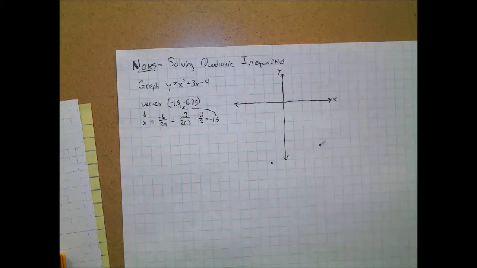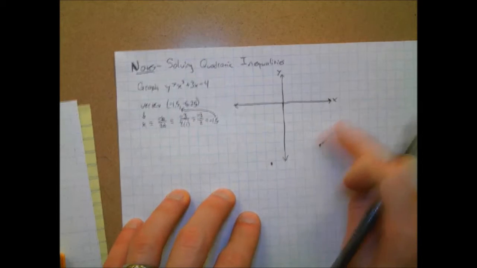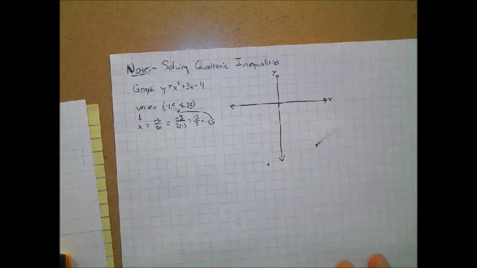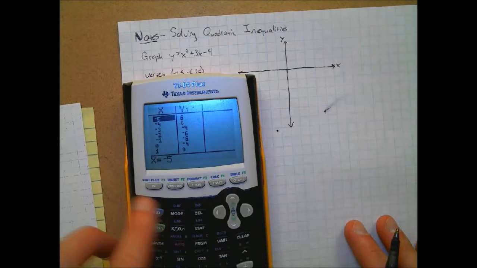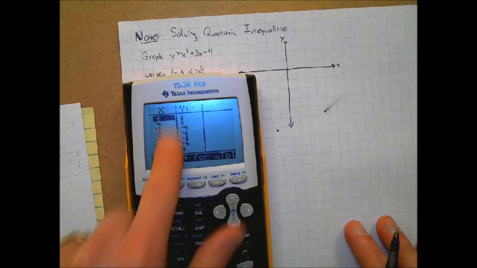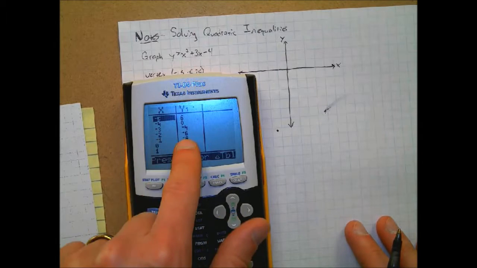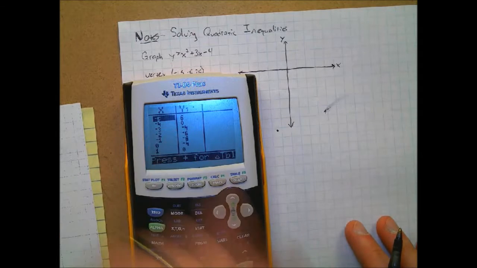It's not a very nice point to plot, because it's not really on a nice grid point. But if we go to our graphing calculators and look at the table, I can see some nice points to graph. I can see 0, -4; -1, -6; -2, -6; -3, -4. Those aren't too bad to graph.